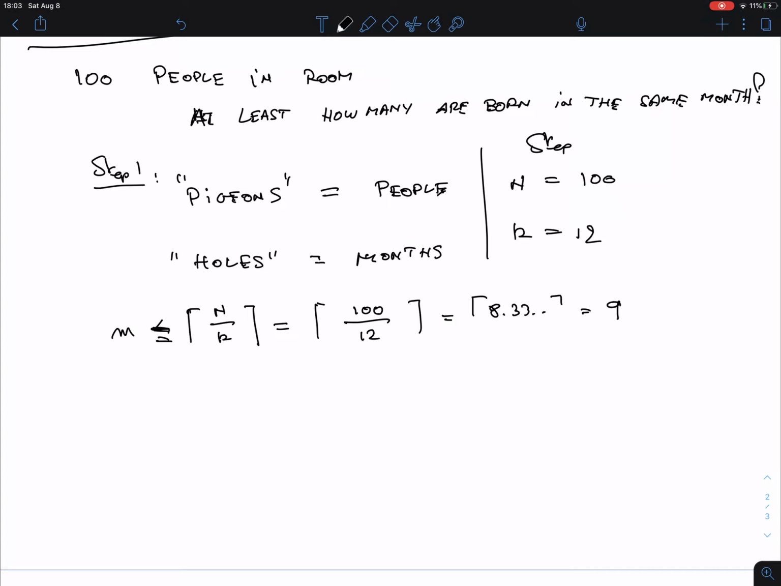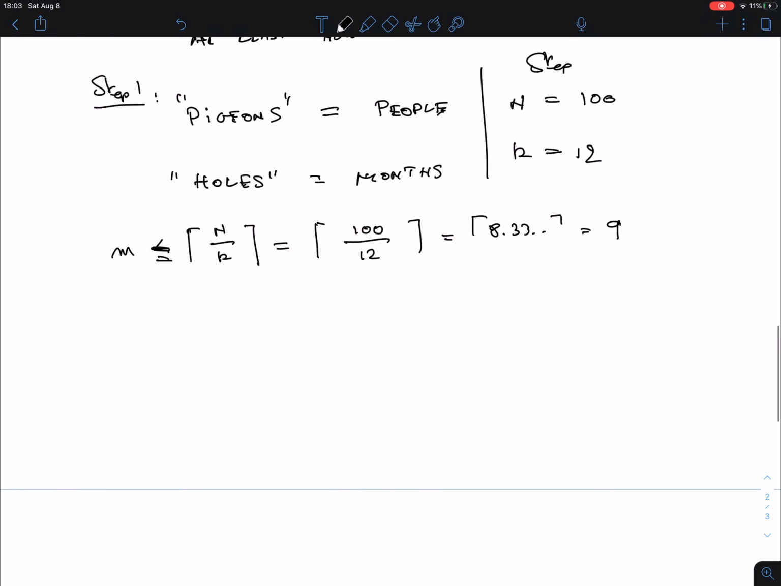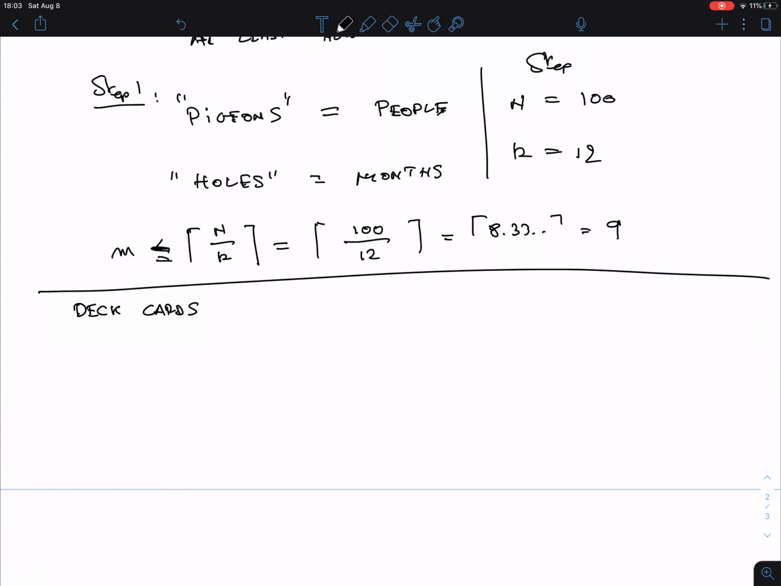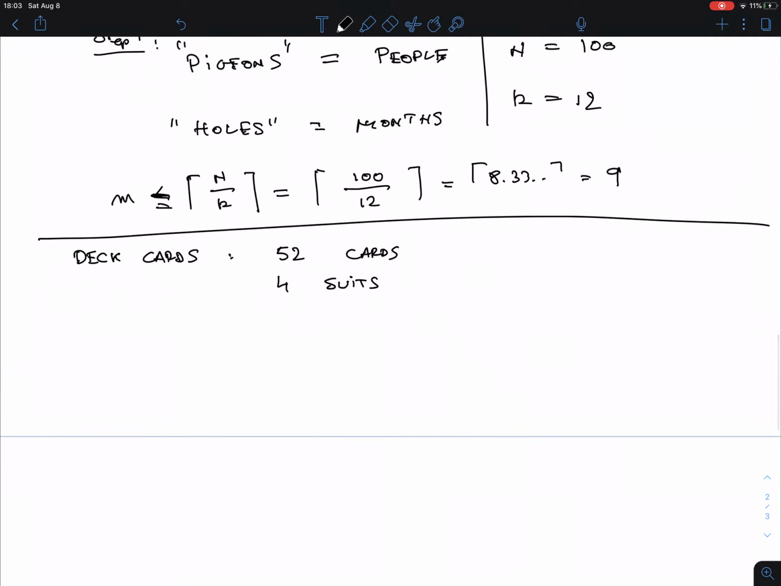Well, let's do the next example. We have a deck of cards. Decks of cards come up a lot in this kind of problem, and some of you perhaps don't like card games that much, but it is important. A deck of cards has 52 cards in it, and there are 4 suits: hearts, clubs, spades, and diamonds.